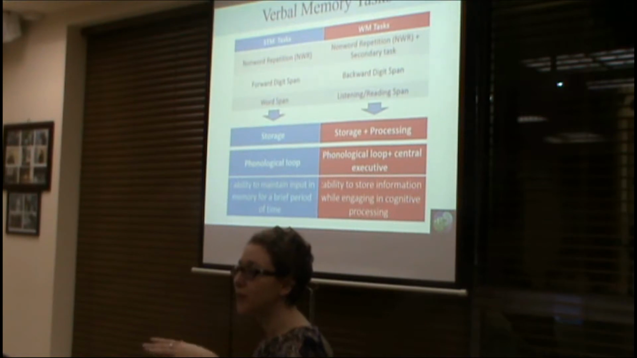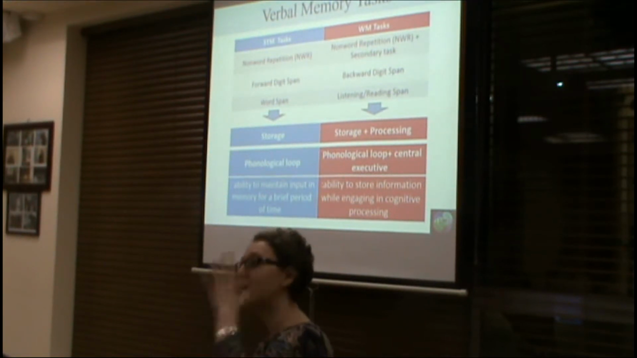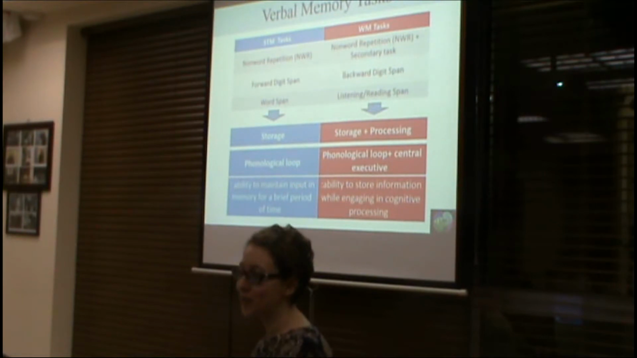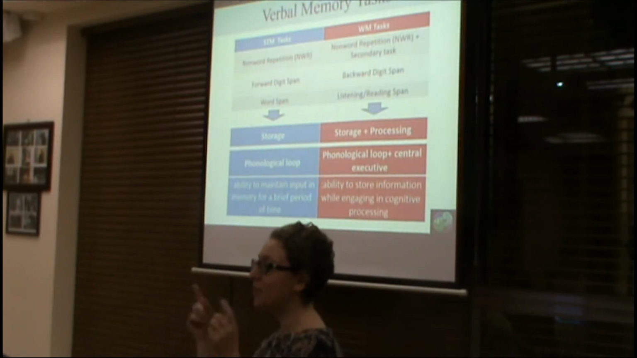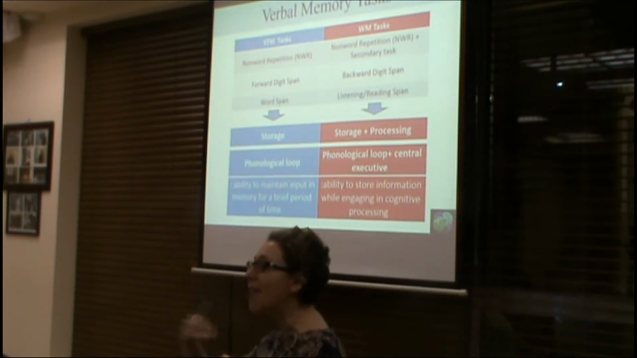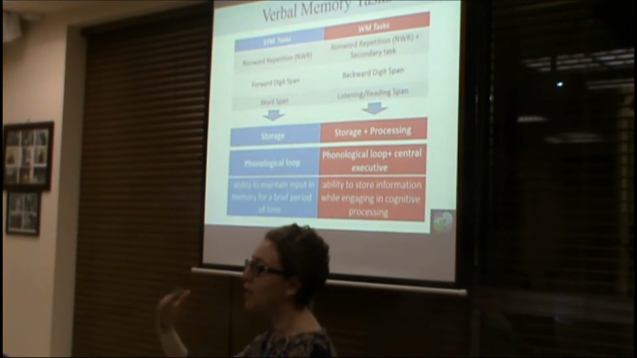In the forward digit span, you recall the digits in the same order as you heard them. In the backward digit span, you do it in the opposite order. The difference is that for the backward digit span, you need to take in the information, but then you need to reorganize it and spit it back out in the reverse order. That need to reorganize means that you're engaging in cognitive processing over and above the storage that's required.